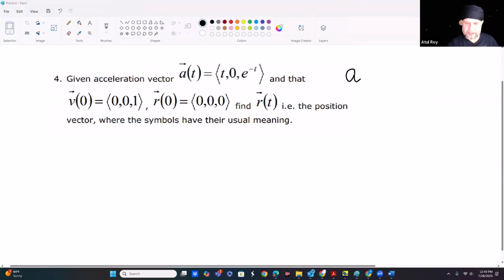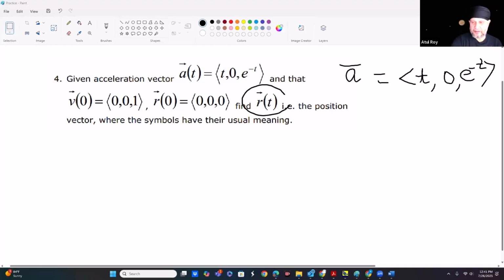The acceleration vector is t, 0, e to the negative t, right? Now we have to find, if the acceleration is like this, so for example, if you are applying a force of this type, and you have the other things known, then how would you find the path of this particle?